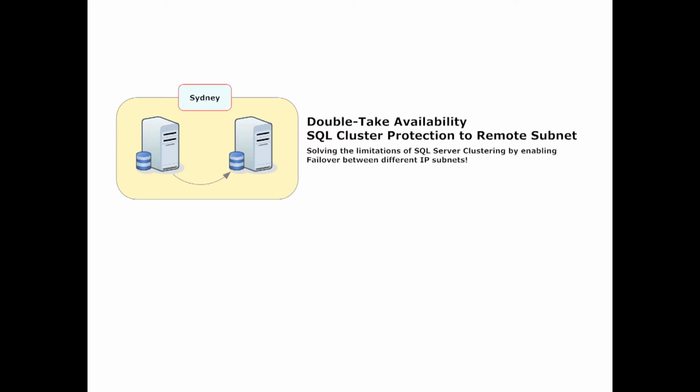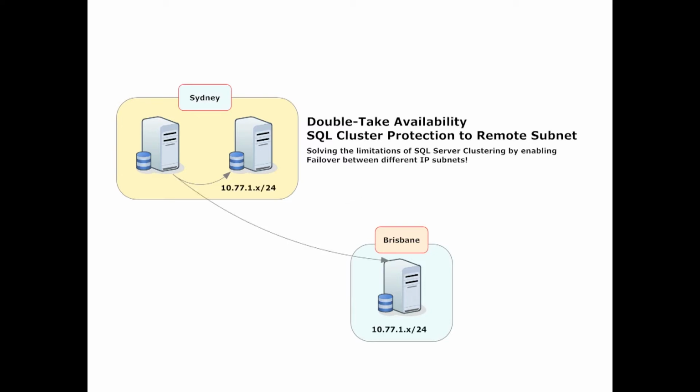Microsoft clustering can be used to create a highly available SQL Server database. Double-Take Geocluster can be used to allow Microsoft clustering to stretch across multiple sites by removing the shared disk requirements. However, SQL Server 2008 and 2008 R2 have a serious limitation when it comes to multi-site clustering. It is not possible to extend the cluster to a site that uses a different IP subnet.